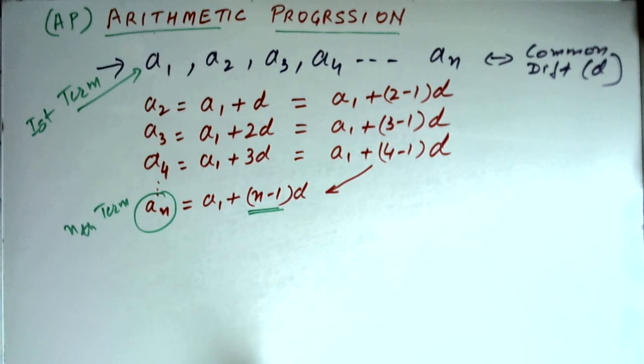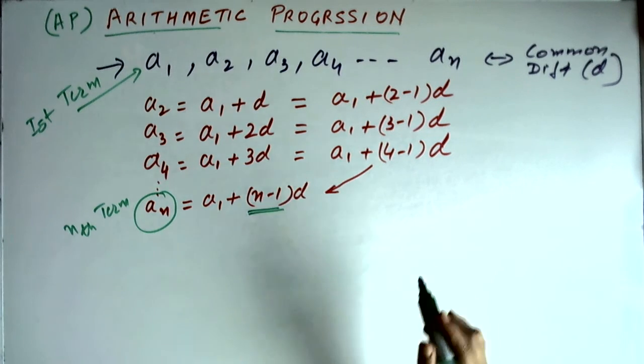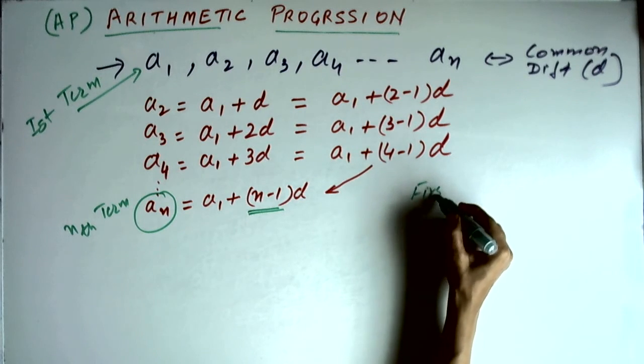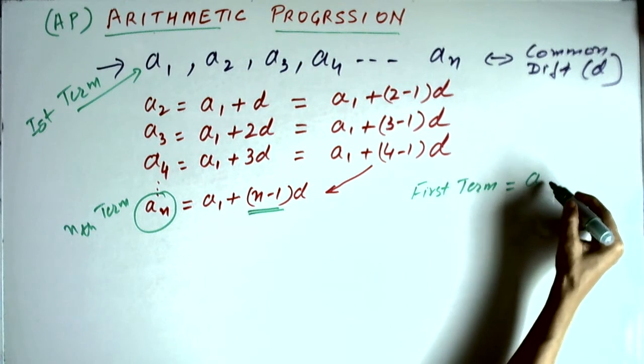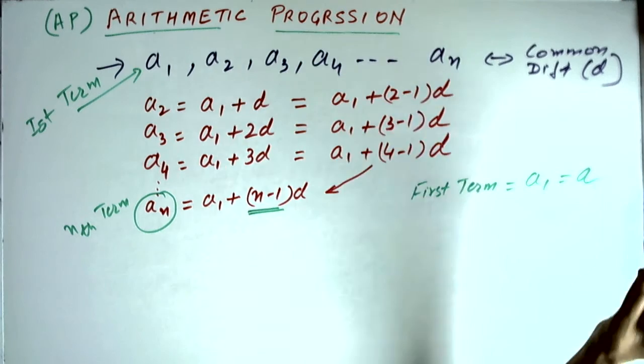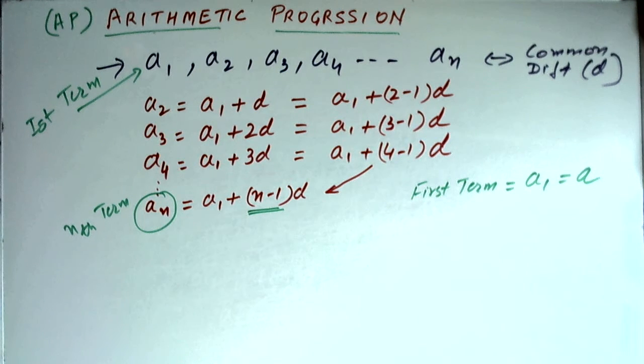And as I have mentioned earlier, by convention, the first term we can write as A1, or we can also write A. So whenever we don't write 1, it is assumed by convention that it is the first term. And as we have seen earlier, the difference is written as D. For defining an arithmetic progression, we need to define the first term and the common difference, which is D.